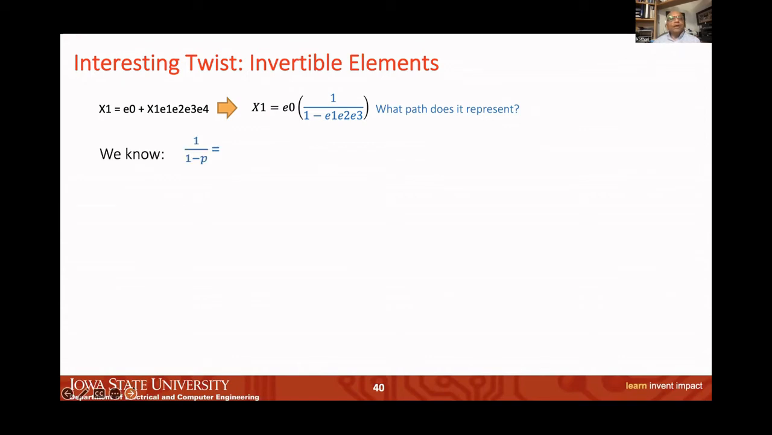So we know that 1 over 1 minus P is this geometric series. And if we think of P as a path, then what this tells us is: one, P is repeated 0 times, P is repeated 1 time, P is repeated twice. So this is nothing but a loop. 1 over 1 minus P is a loop in a graph. So we can represent it as P star, the notation which I introduced earlier.